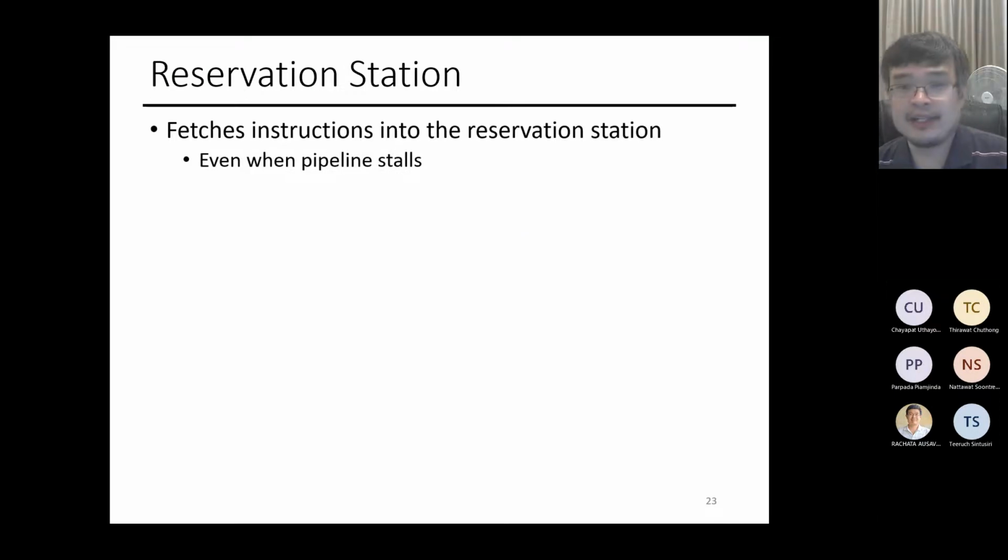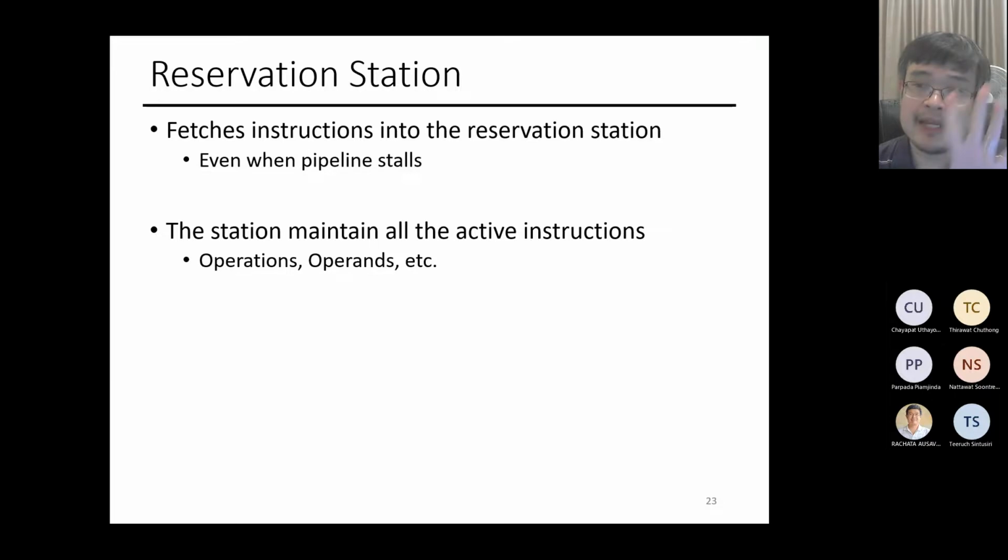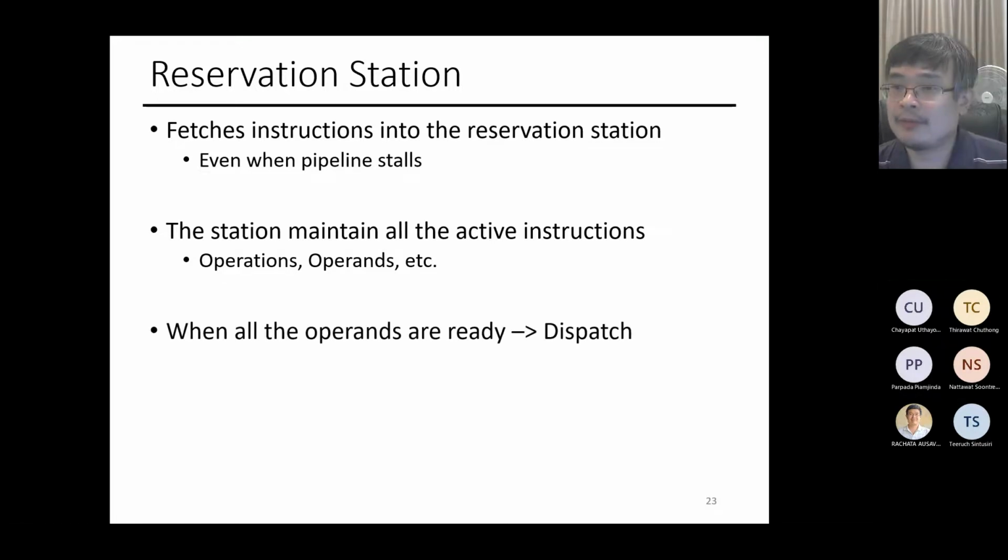The point, again, is to fetch everything, right? It fetches instructions to the reservation station. Even when you have a stalled pipeline, just keep fetching until it's full. And it maintains all the active instructions, things like what are the operations, what are the operands. And if my operands are ready, I dispatch. So I start to run the instruction whenever I have all the sources, basically.